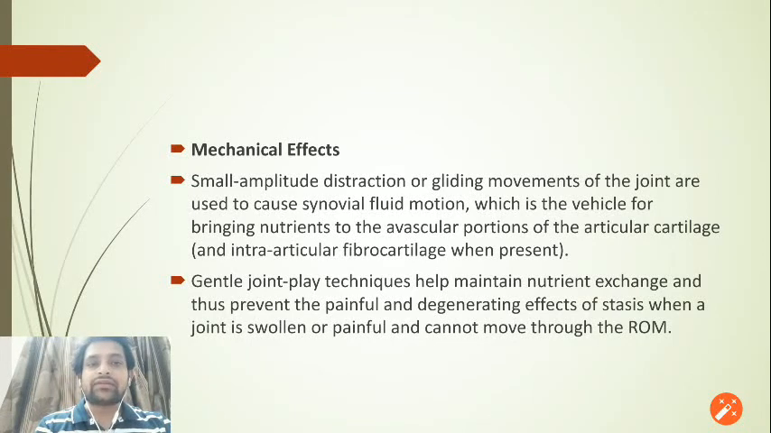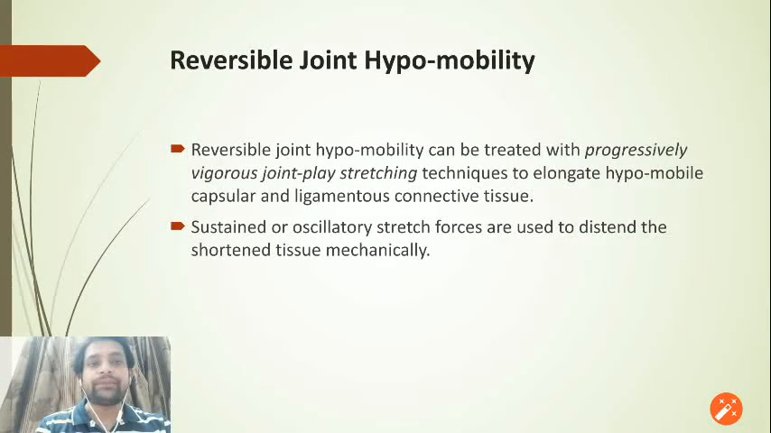Then mechanical effects. Small amplitude distraction or gliding movements of the joint are used to cause synovial fluid motion, which is the vehicle for bringing nutrients to the avascular portion of the articular cartilage. And the gentle joint play techniques help maintain nutrient exchange and thus prevent the painful and degenerating effects of stasis when a joint is swollen or painful and cannot move through the range of motion.